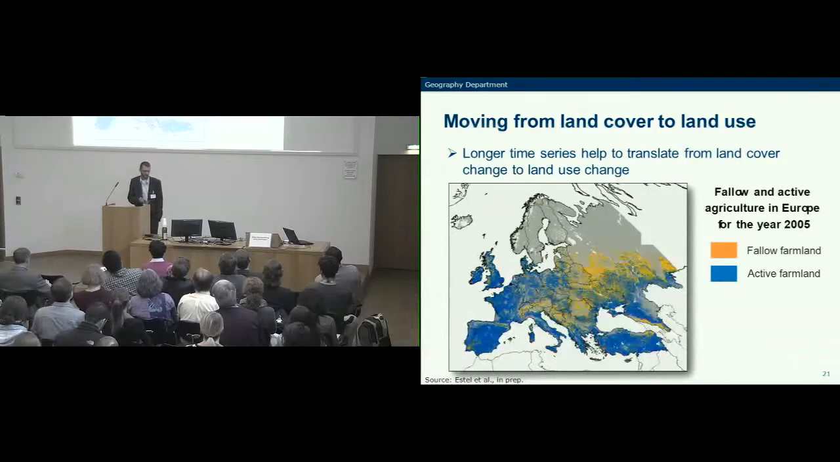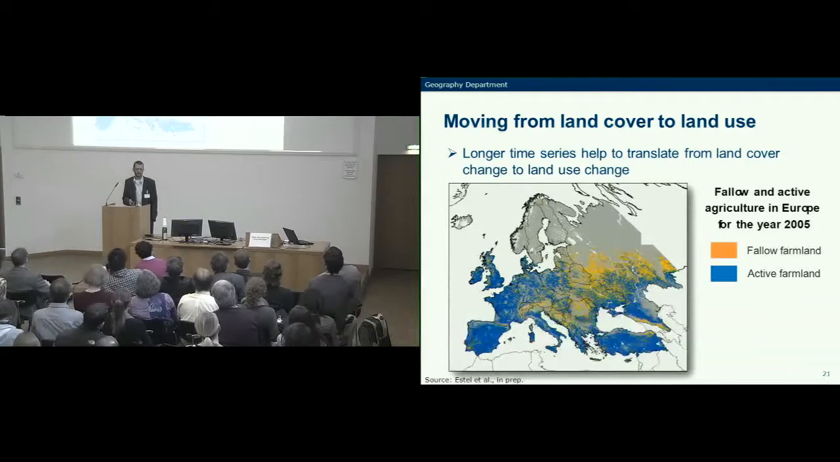data. This is work by Stefan Estel, who is interested in mapping fallow and active agriculture, whether agricultural land is used or not, across Europe. And Europe here is defined as ending at the Urals. In blue, you see active farmland. In orange, you see fallow farmland for the year 2005. And you can see that in Eastern Europe, there are a lot of agricultural areas that are not used. This is a legacy of the breakdown of the Soviet Union.